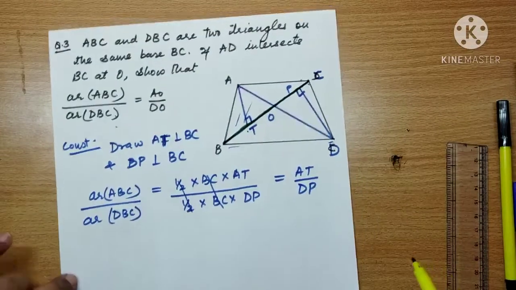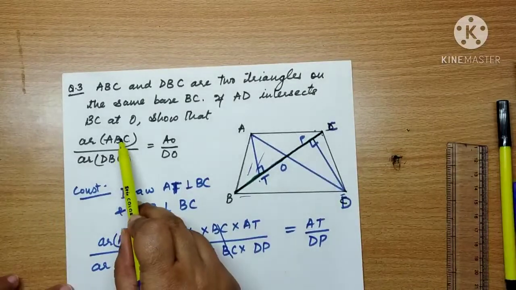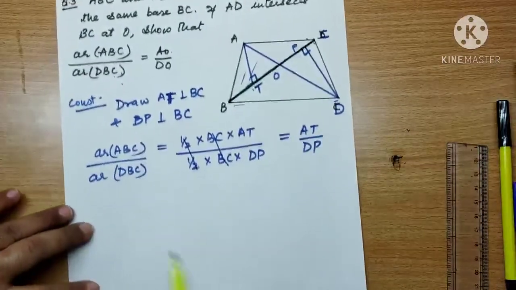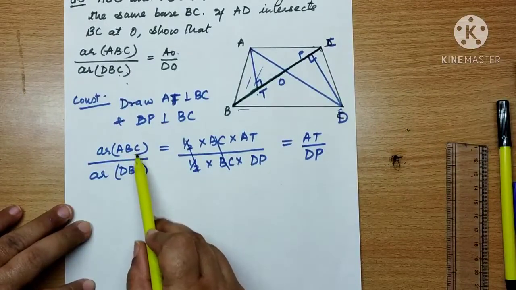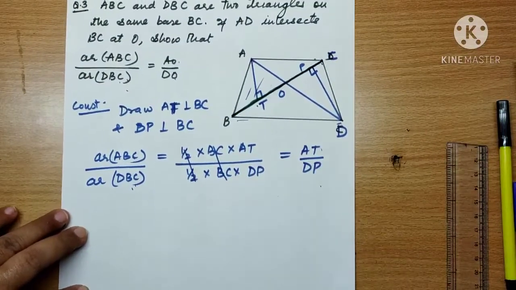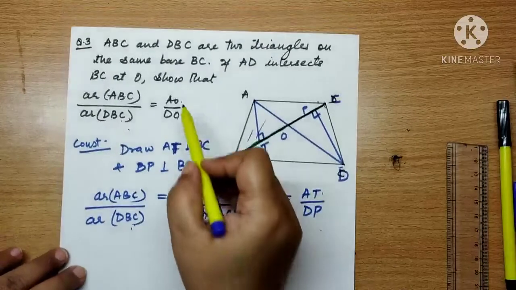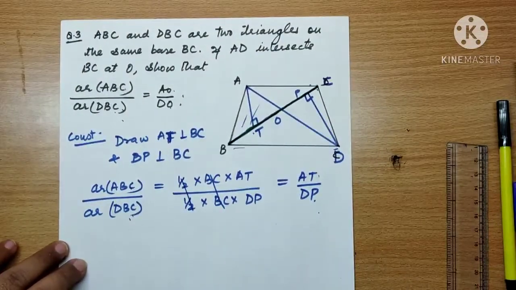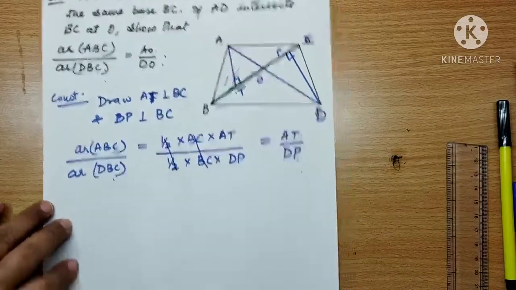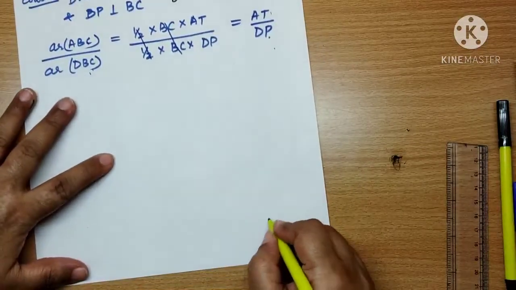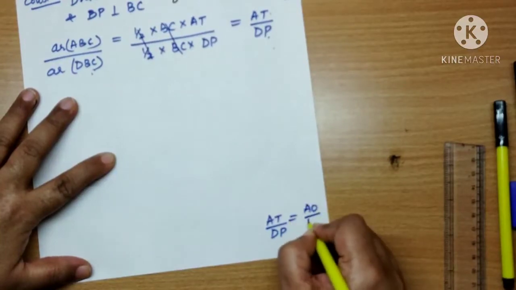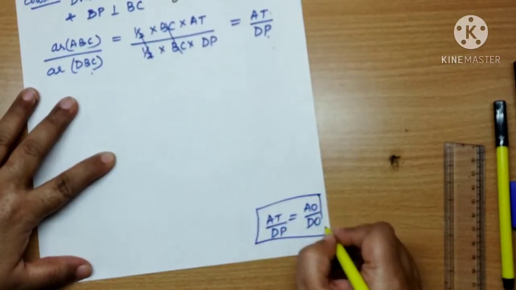Now where do we need to reach? I need to get the ratio of the areas of these two triangles as AO by DO. What I got is the ratio of the areas of the triangles as AT by DP. So in order to reach here, I need to prove the right hand sides equal. That means I need to prove AT by DP equal to AO by DO. This is what we need to do now.